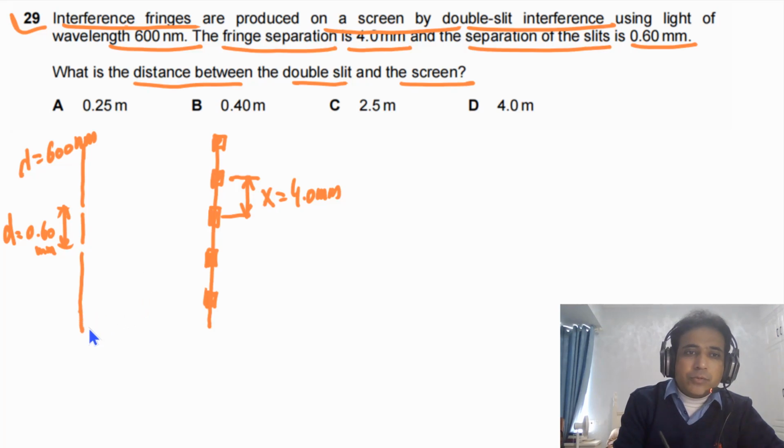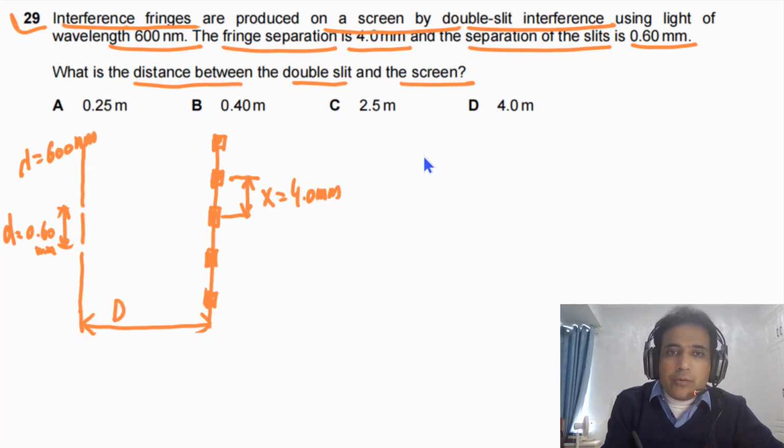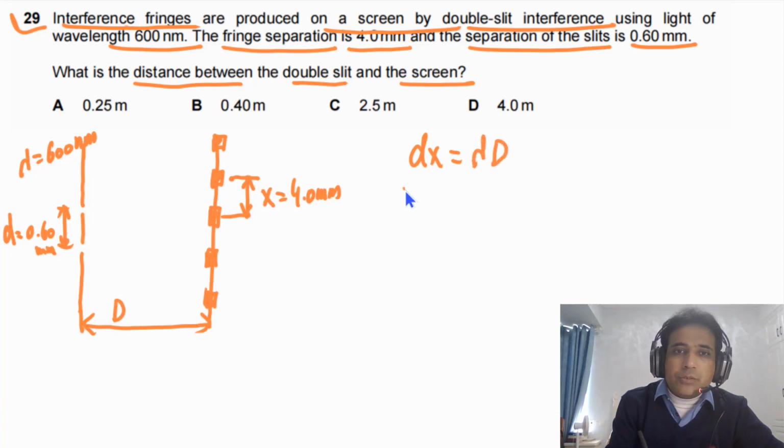For this question, we need to find the value of capital D. So this D we have to find. We need to understand that dx for double slit is equal to lambda times capital D. So we can say capital D has to be equal to d times x divided by lambda.